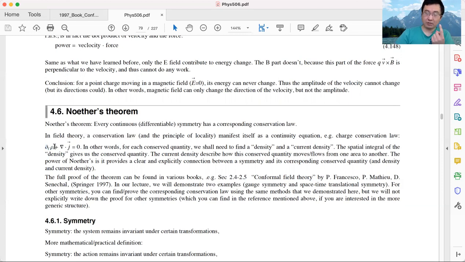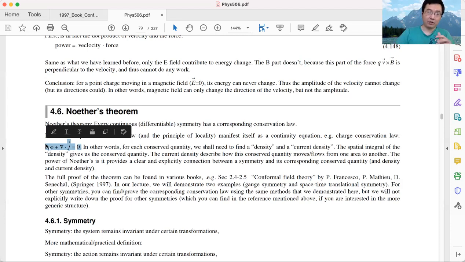The time derivative of the density of the conserved quantity plus the divergence of the corresponding current needs to be equal to 0. We showed earlier that this conservation law, for example for charge density, shows that the total charge for the entire system would always remain the same as long as no additional charge flows through the boundary.